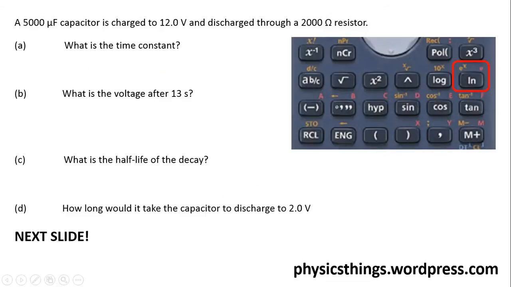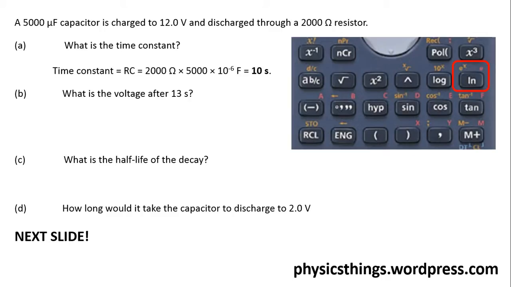Okay, so let's have a quick look at a question then. A 5,000 microfarad capacitor is charged to a potential difference of 12.0 volts and discharged through a 2,000 ohm resistor. First question is, what is the time constant? Well, we know that the time constant is just the resistance of the resistor times the capacitance of our capacitor. Therefore, it is RC. And when I plug those numbers in, I get a time constant of 10 seconds.